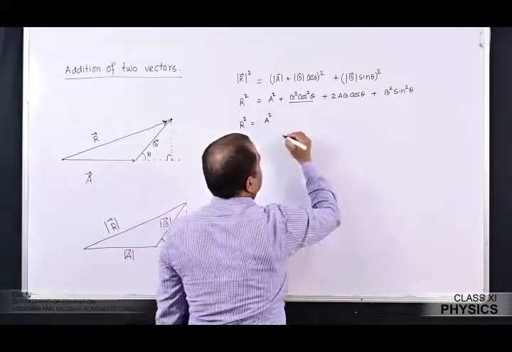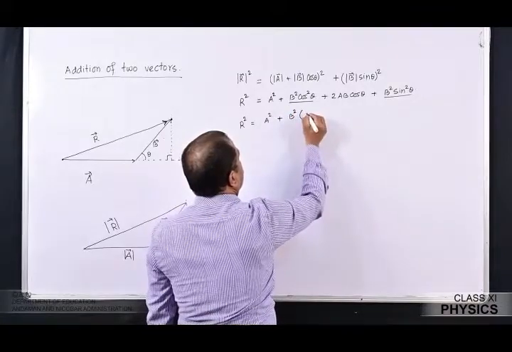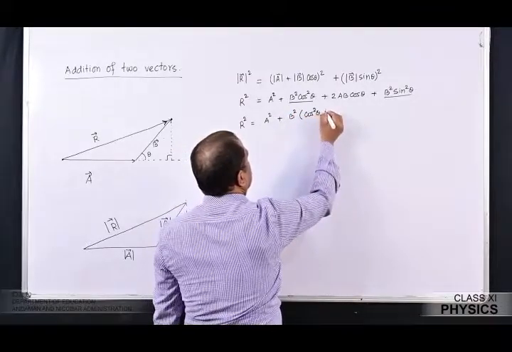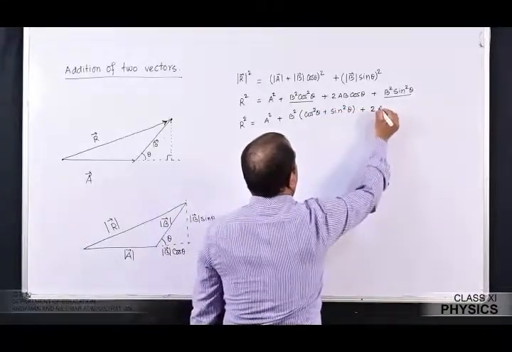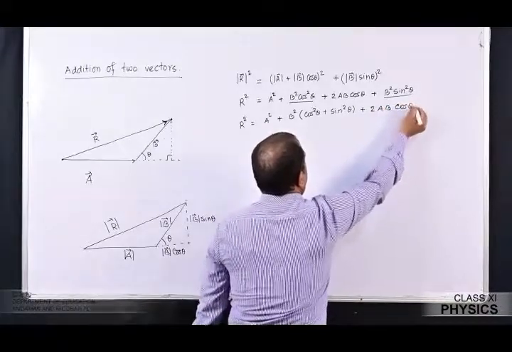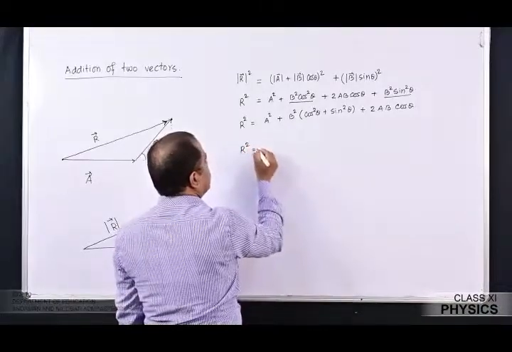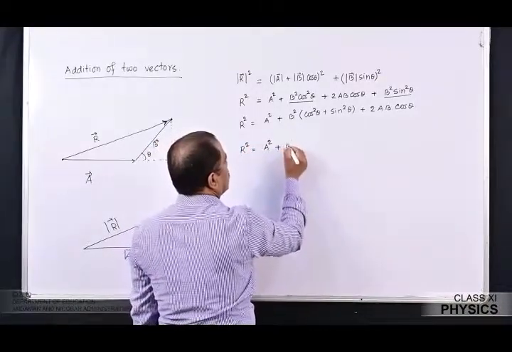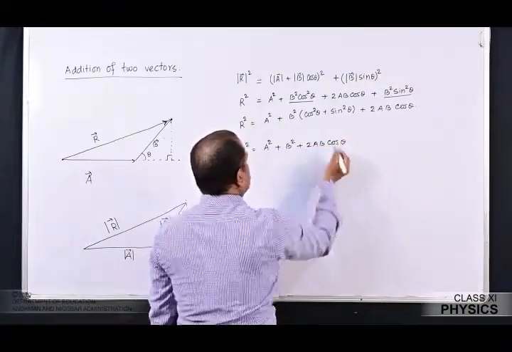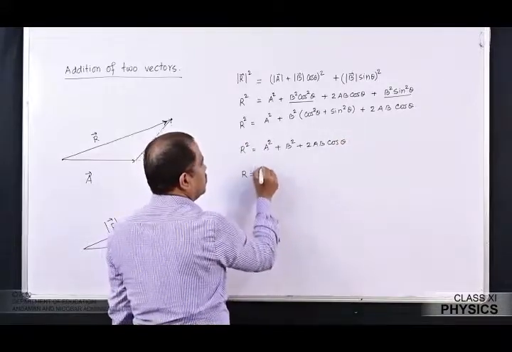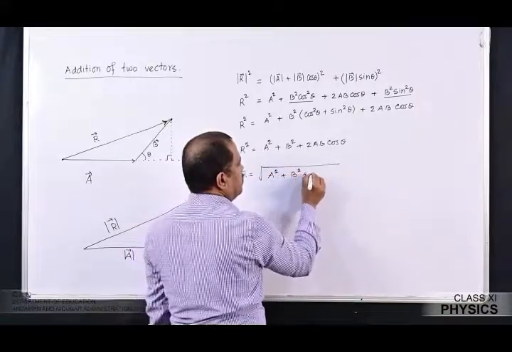If I look at this term and this term, I'll take B square common and I'm going to have cos square theta plus sin square theta, plus 2AB cos theta. We know that this is 1, so R square is equal to A square plus B square plus 2AB cos theta. Hence, the magnitude R will be equal to root under A square plus B square plus 2AB cos theta.